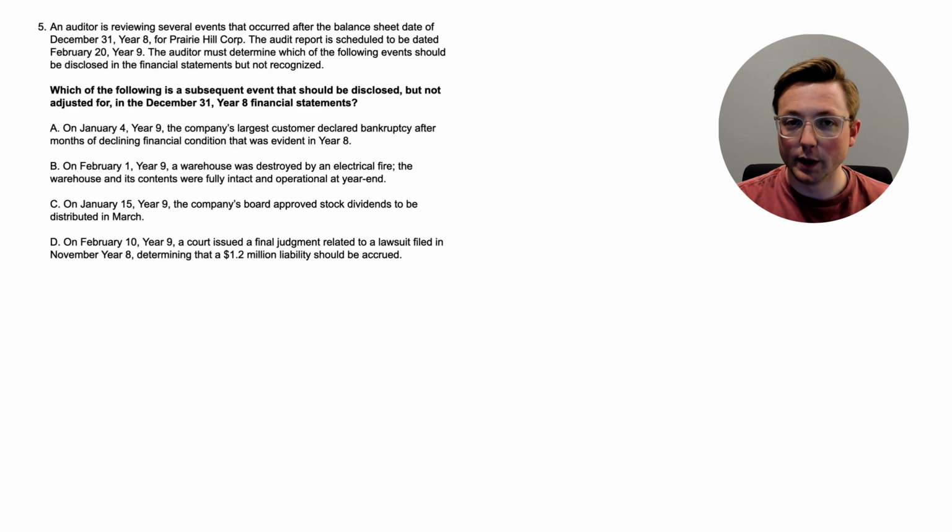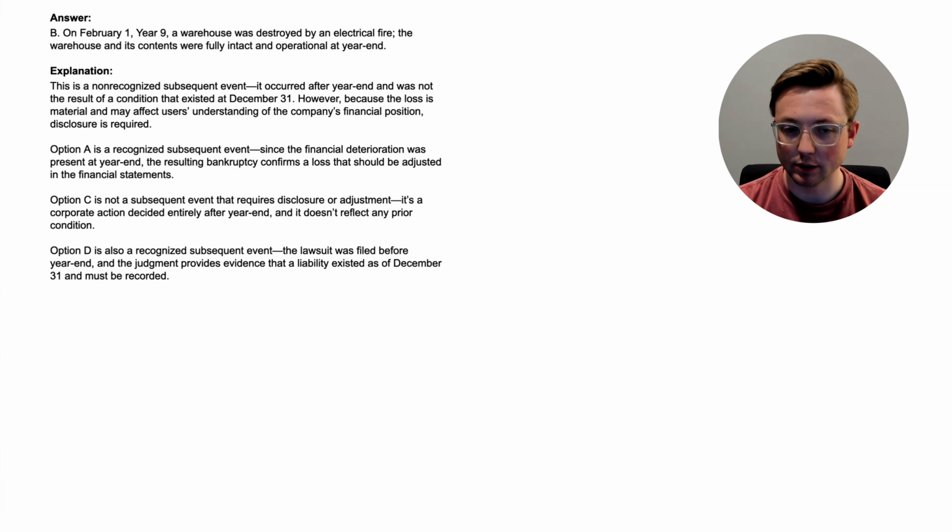All right, here we are. The answer is B. On February 1st, year 9, a warehouse was destroyed by an electrical fire. The warehouse and its contents were fully intact and operational at year end. So that would be the one that would be a non-recognized subsequent event. The other ones would be recognized or just wouldn't even be subsequent events. So let's go through this.